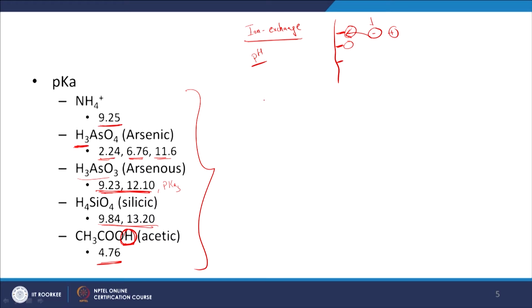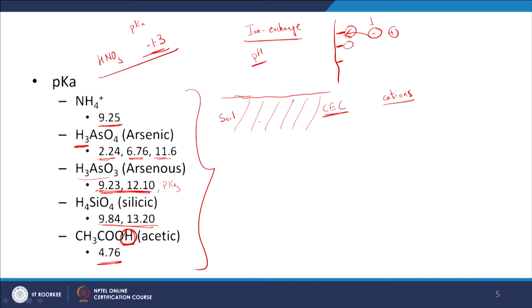So the first example is with respect to ammonium. Background information that I am going to give you is that, let us say this is your soil or subsurface, or this is the soil here, okay. So soil in general has a cation exchange capacity, or what does that mean? It means the soil has the ability to hold on to cations, right. And I believe I also need to give you the pKa for HNO3 or nitric acid. Looks like that is minus 1.3, right. The pKa for nitric acid is minus 1.3. So again we are coming back to our example.